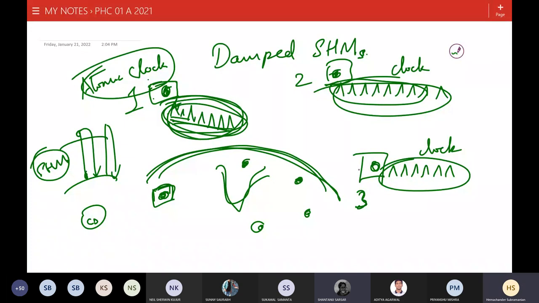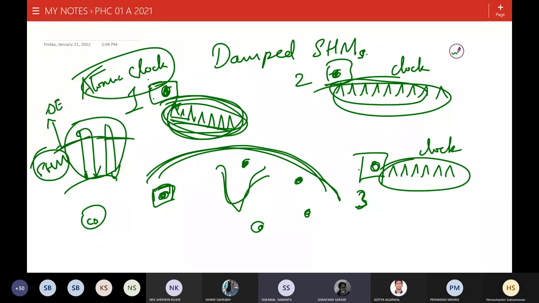You understand that? Yes, sir. So if there is a damping, let's say if there is a little bit of damping in this scenario, let's say the electron is radiating a small amount of energy, or if there is a small spread in this energy level, let's say some delta E.